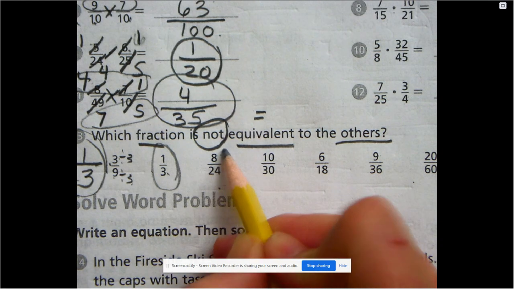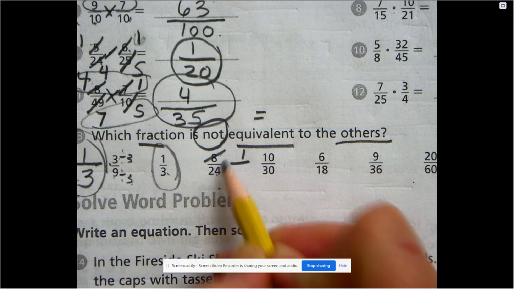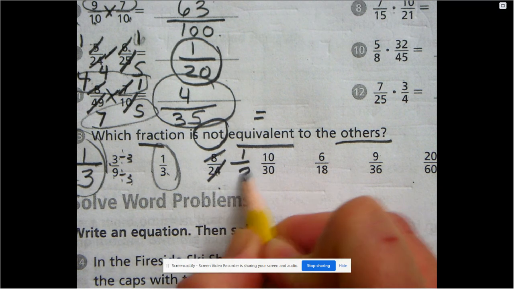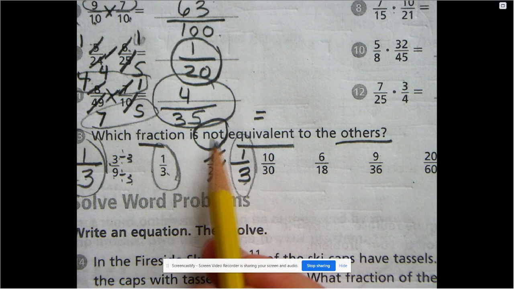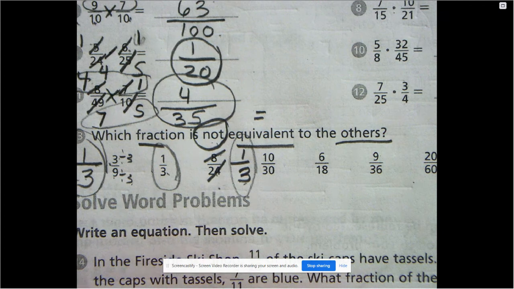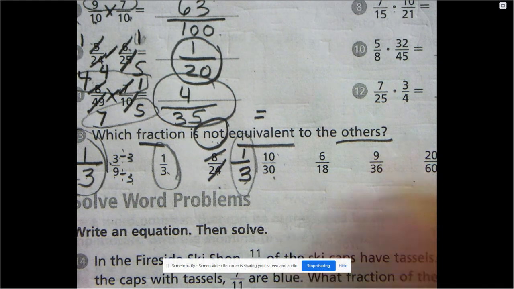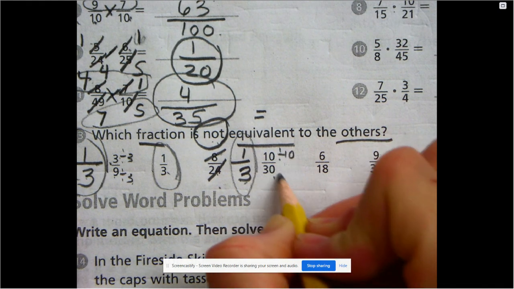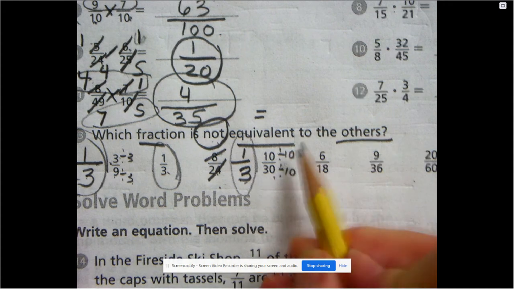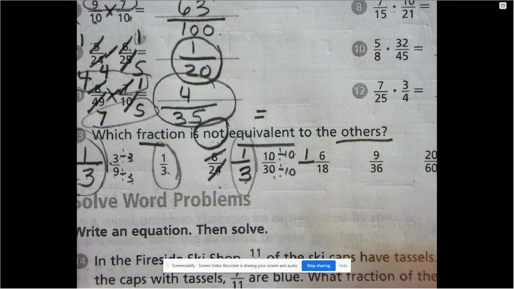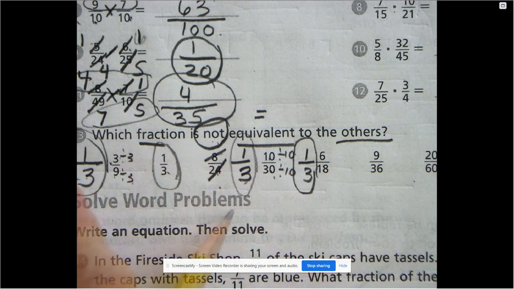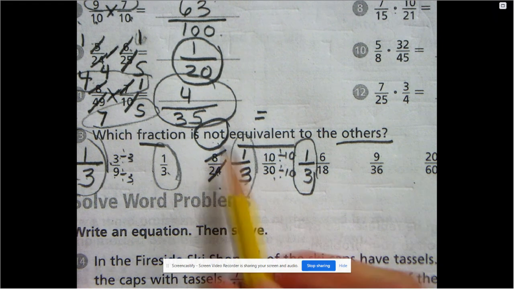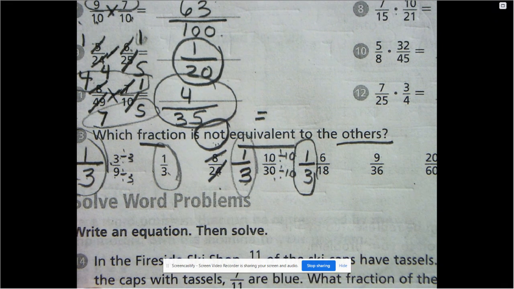8 goes into 8 one time. 8 goes into 24 3 times. I keep seeing that these are equal. I need to find the one that is not equal. What does 10 and 30 both share? 10. 10 goes into 10 one time. 10 goes into 30 3 times. Again, I'm still finding those equivalent. I need to find the one that is not equivalent.